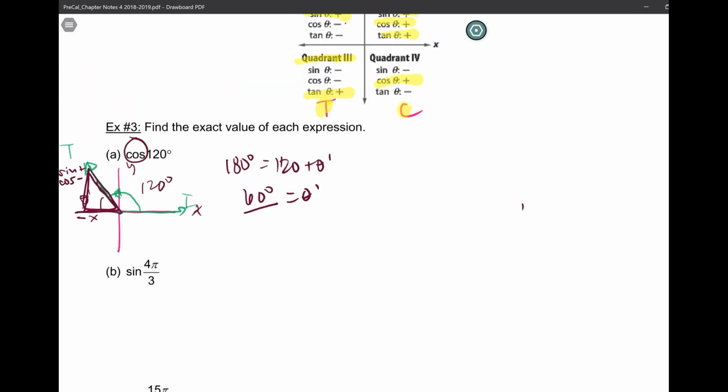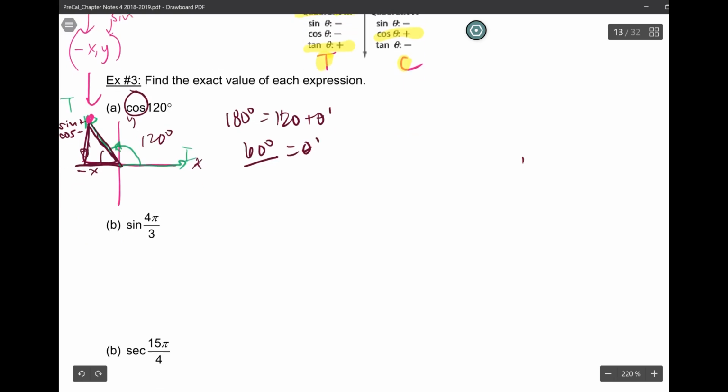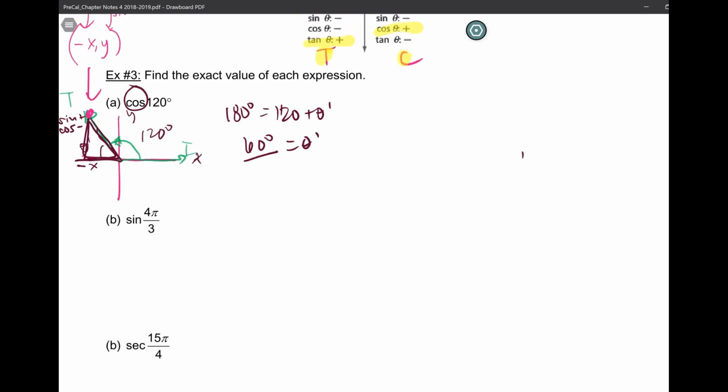And we know in this quadrant, quadrant 2, sine will be positive, cosine will be negative, because at this point right here, that's going to have a negative x value and a positive y. Does that make sense? We're going to have a positive sine and a negative cosine. Okay, so we found the reference angle.